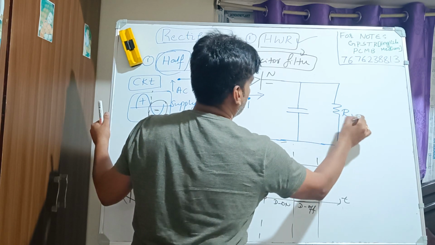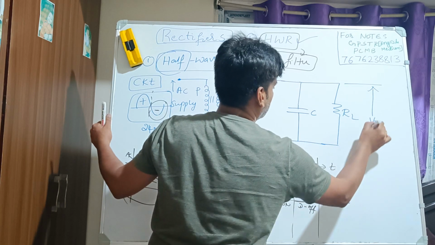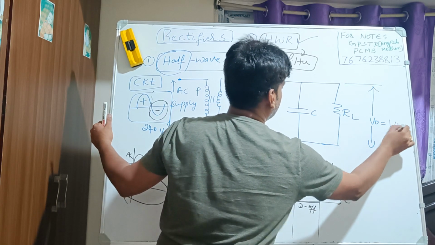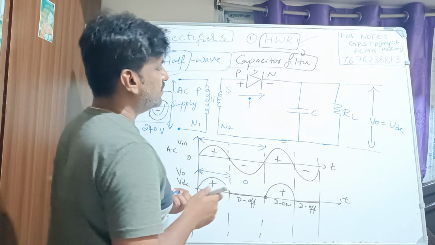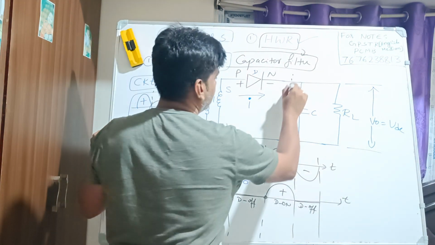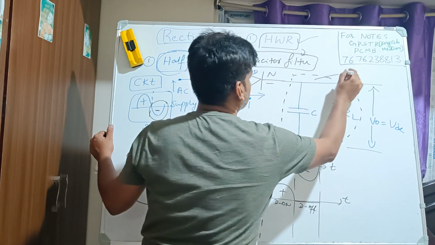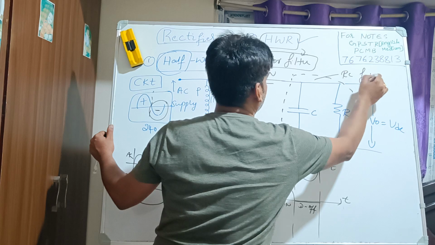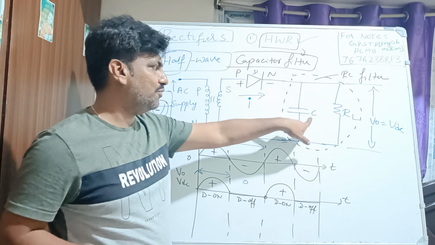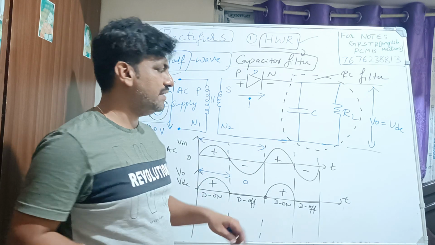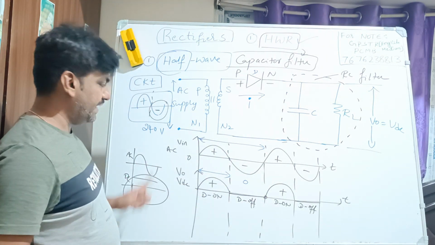So it is RL. This is capacitor C, and we are going to take the output here, V output, which is nothing but VDC or VL, we can write it. Now this parallel combination of R and C, we call this an RC filter or capacitor filter. If I introduce this capacitor, then there is a chance of improvement in the waveform, so that we can convert AC to DC.